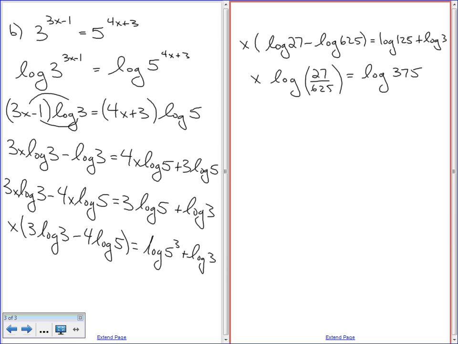Now I'm ready to divide both sides by what's in front of the x, which happens to be log 27 over 625. So I divide both sides. And now I've written x as a quotient of single logarithms. Now it would be time to take out your calculator and tell me what the approximate value of that is.